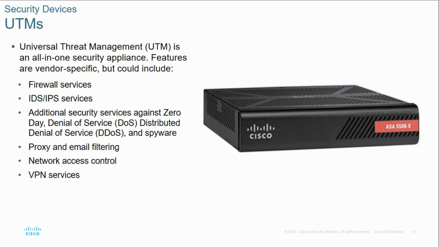Another device is the Unified Threat Management. It is an all-in-one security appliance, meaning to say it has firewall services and IDS, IPS services, and other security services, as you can see on the screen. Definitely, this is one of the devices that most companies are looking for because it will save them a lot of money. Best example of this next generation firewall is the one that you are seeing on the screen, the Cisco Adaptive Security Appliance.